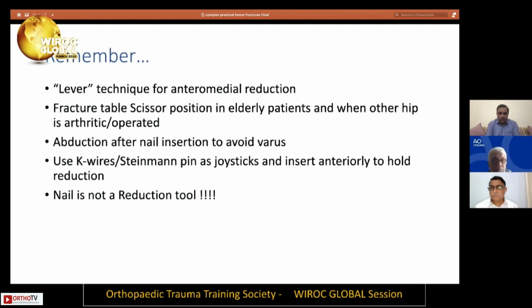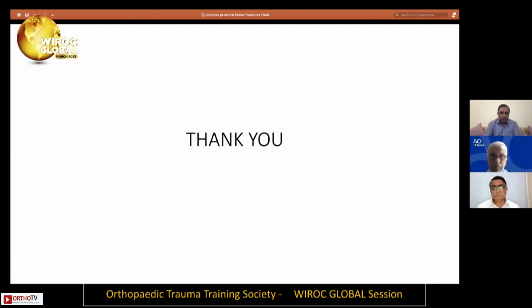So remember, always achieve a good reduction with whatever means you are comfortable, either by using a lever or K-wires or a Steinmann pin as a joystick, whatever. But it's very important to achieve reduction before you start nailing it, because the nail is not a reduction tool.